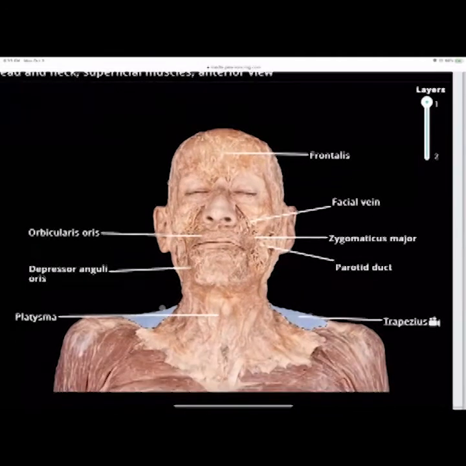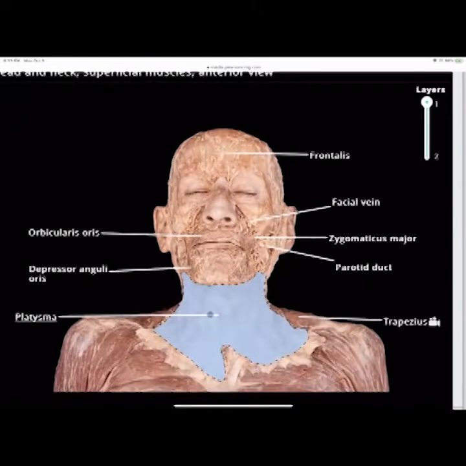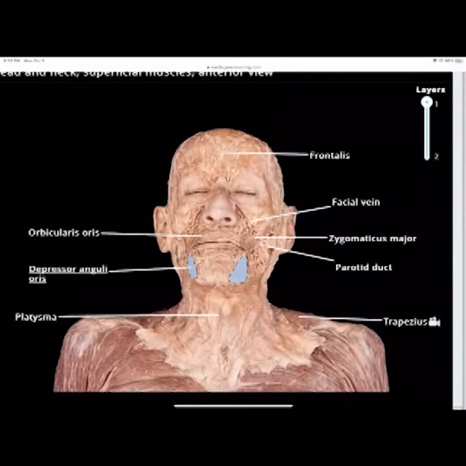Platysma, the platysma is this huge neck muscle right here. It extends all across the neck. Okay, that's your platysma muscle. You see that huge muscle right there.